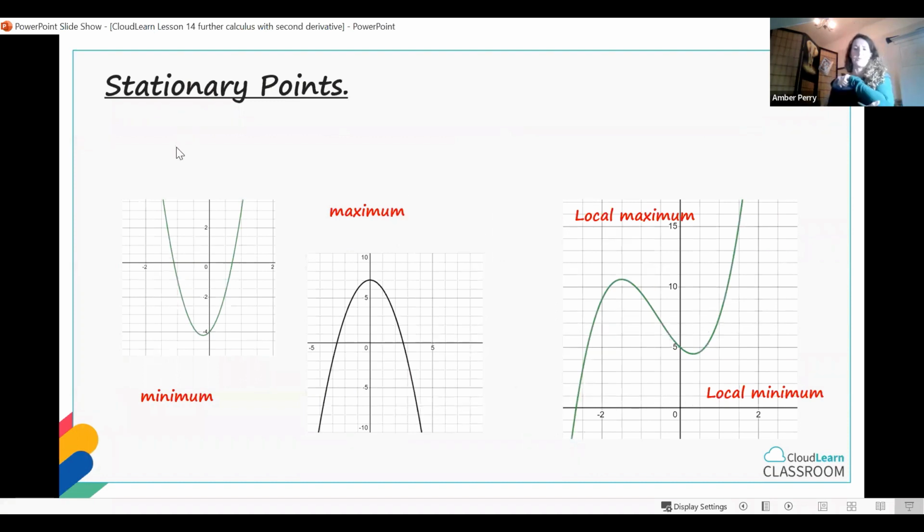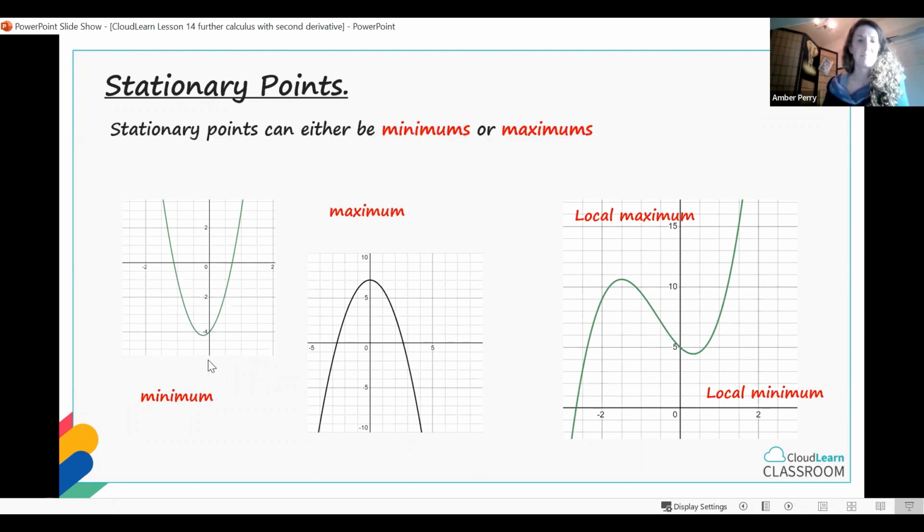we've talked about stationary points, okay? So stationary points, like I did mention earlier, they are either minimum points, and minimum points are obviously the points where it turns at the bottom there, because that's the smallest value that the graph gets to, or they're maximum points there, okay? That's the greatest value that the graph gets to.